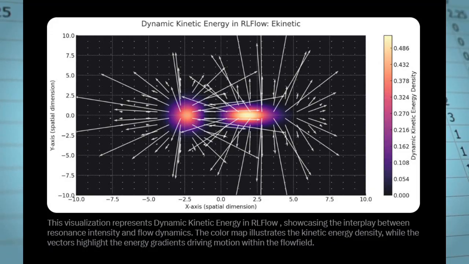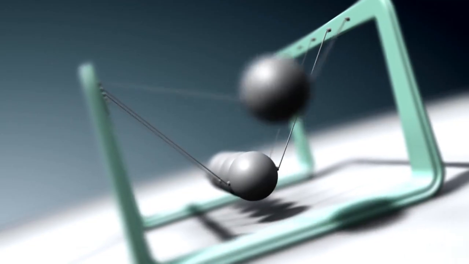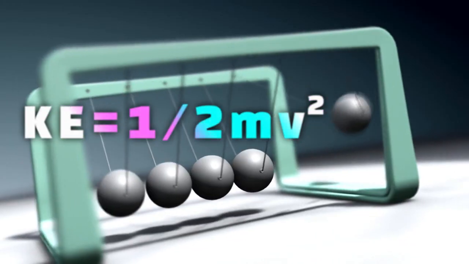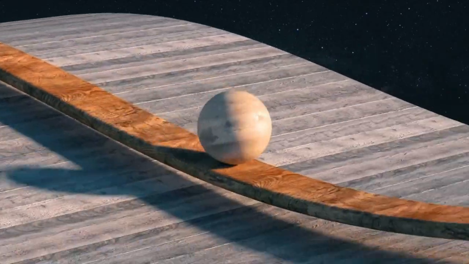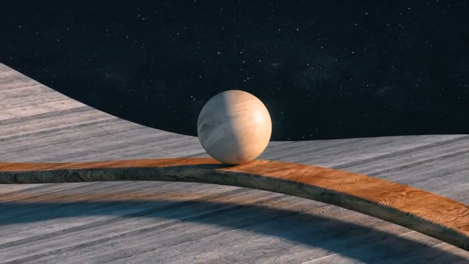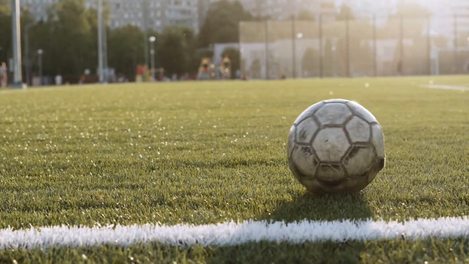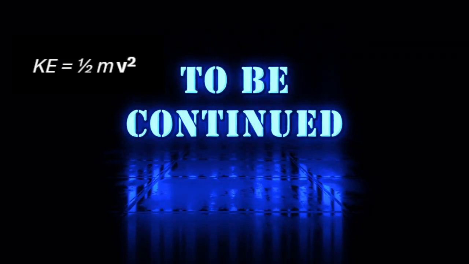The classical view: energy as an object property. Let's start with how we usually think about kinetic energy. You probably remember this equation from physics class, E equals 1/2 mv squared. It tells us that the faster an object moves and the more mass it has, the more kinetic energy it possesses. Simple, right? You push something, it moves, it has energy. End of story. But what if I told you that this equation, while useful, is only half the truth?